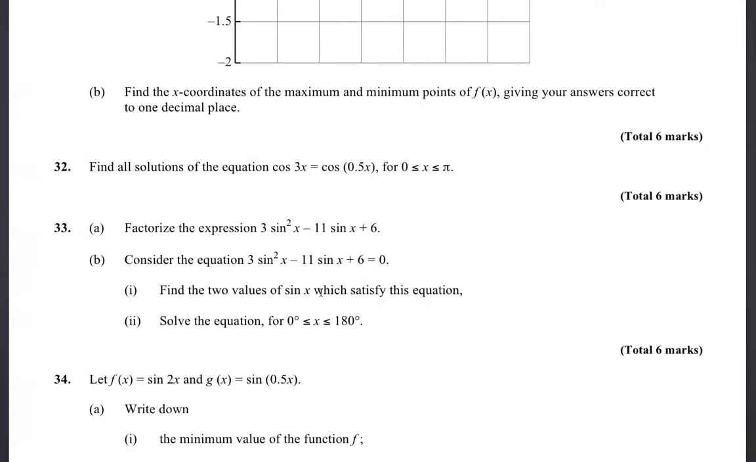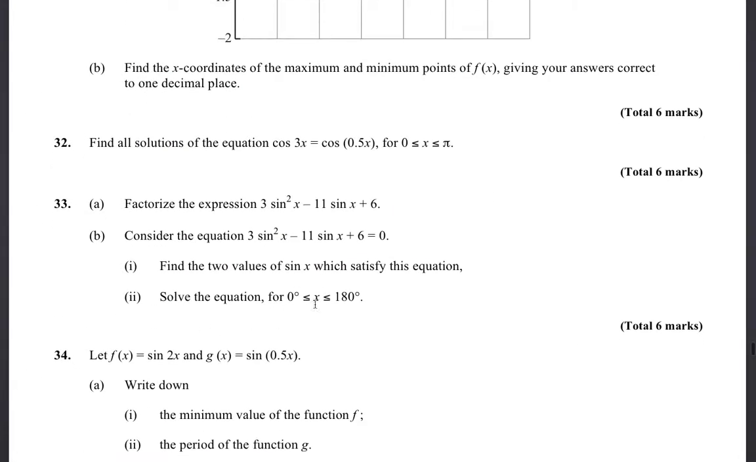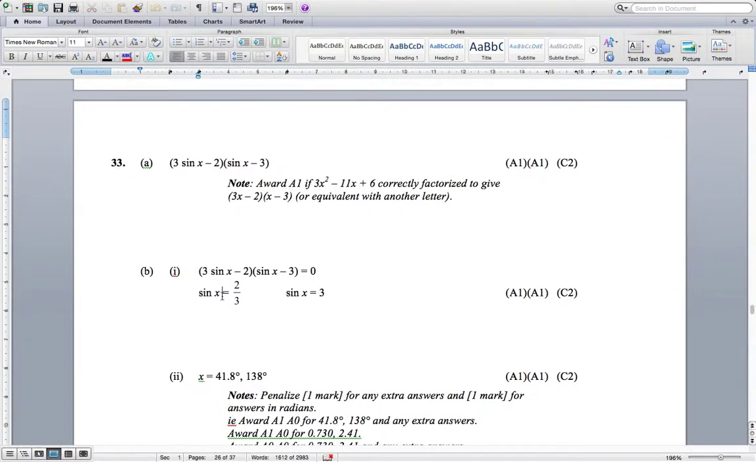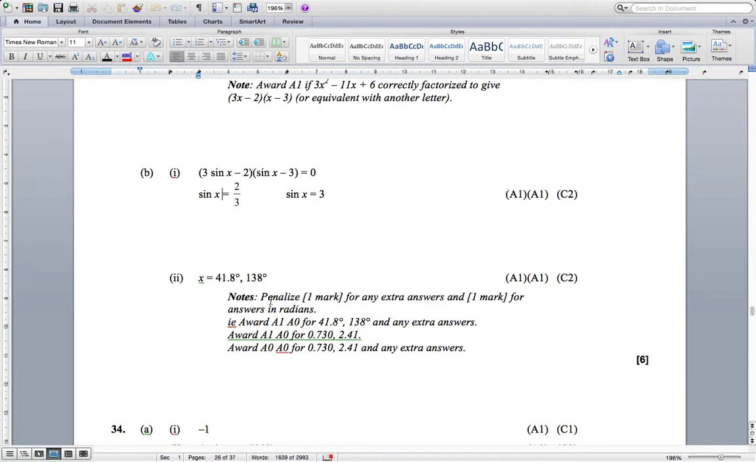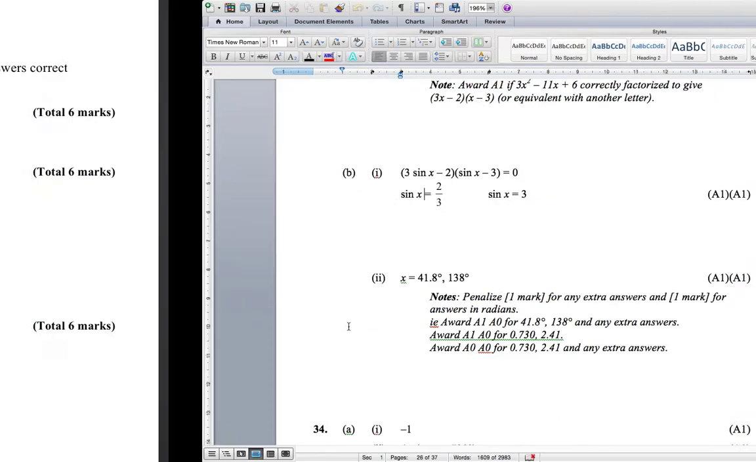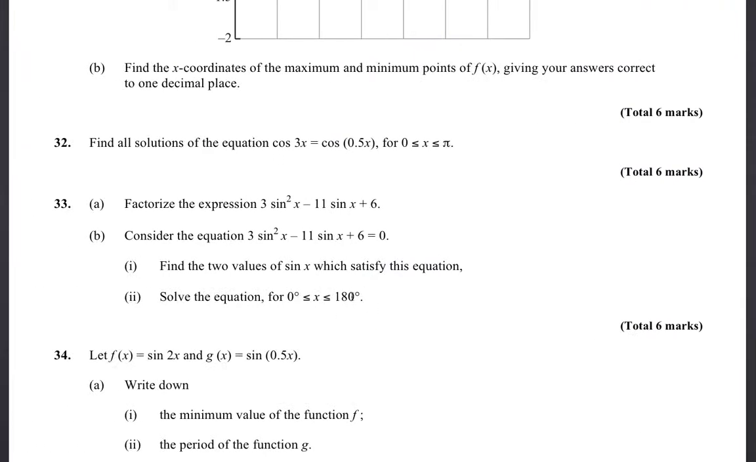Solve the equation for x between 0 degrees and 180 degrees. That means I have to solve this sin x equal to 2 by 3. But again, the answers have to be in degrees. It is given very clearly that you are penalized 1 mark for any extra answers and 1 mark for answers in radians. Since the interval is given in degrees, you are supposed to write the answers also in degrees.